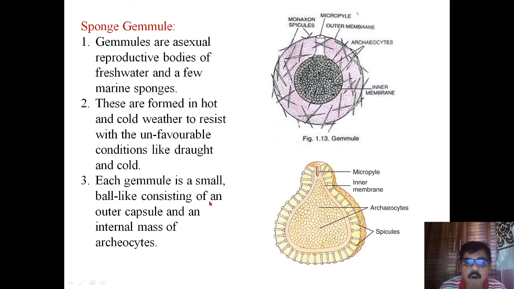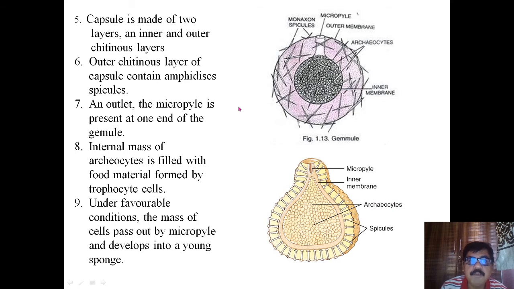Each gemmule is small, a ball-like structure consisting of an outer capsule and an inner internal mass of cells called archaeocytes. Inside are the archaeocytes, and the outer part is the capsule. The capsule is made of two layers, inner and outer chitinous layers. The outer chitinous layer of the capsule contains the spicules.